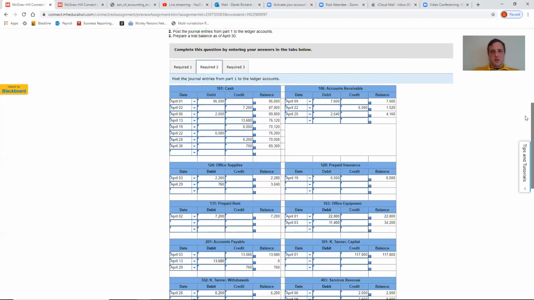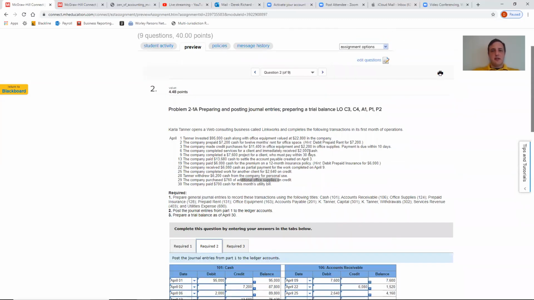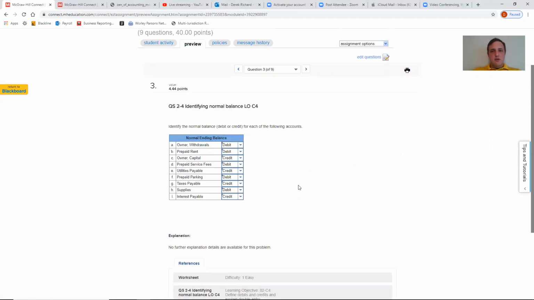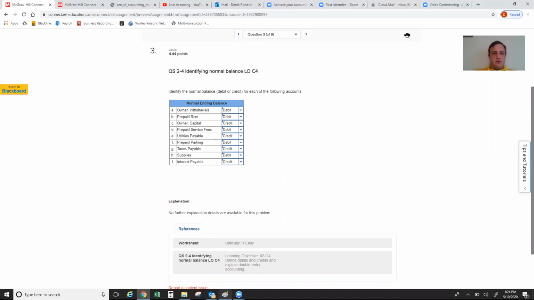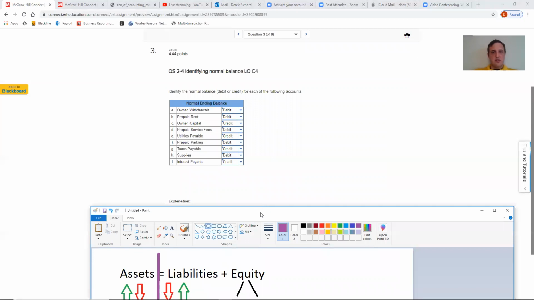Okay? This will be a pretty good example of what your assignments are going forward. All right. And again, identifying normal balances, we're trying to get this to be second nature to you. So as you go through these, until it's second nature, have your little chart.